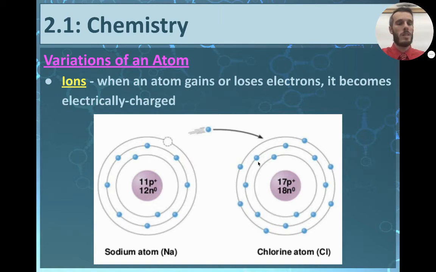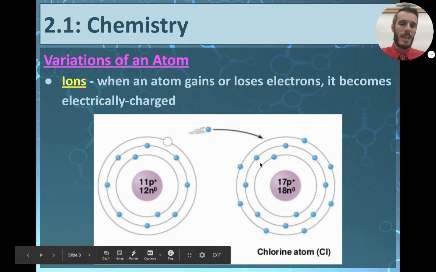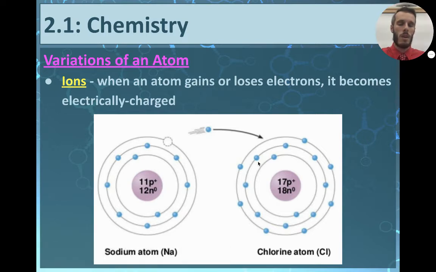So if it loses an electron, well, that means that now we have more protons than electrons. So it's going to be positive. If it gains an electron, it's going to have more electrons than protons. So it is going to be negative. So like what we have here, sodium gives the electron. So now it is positive. Chlorine takes the electron. So it'll be negative.